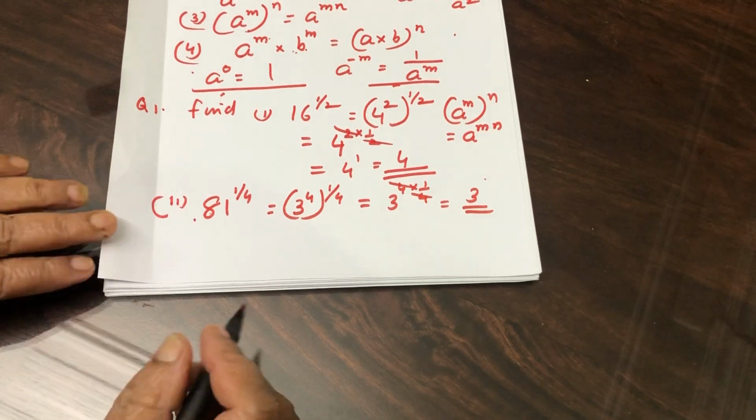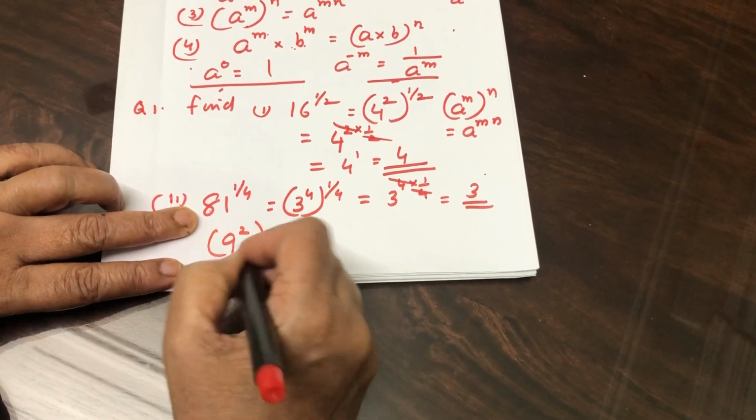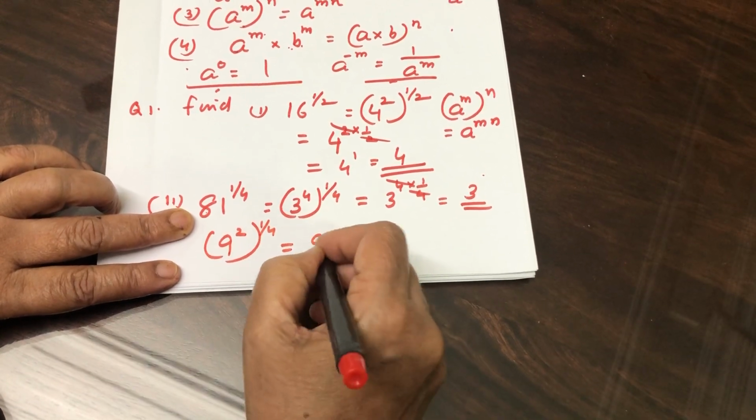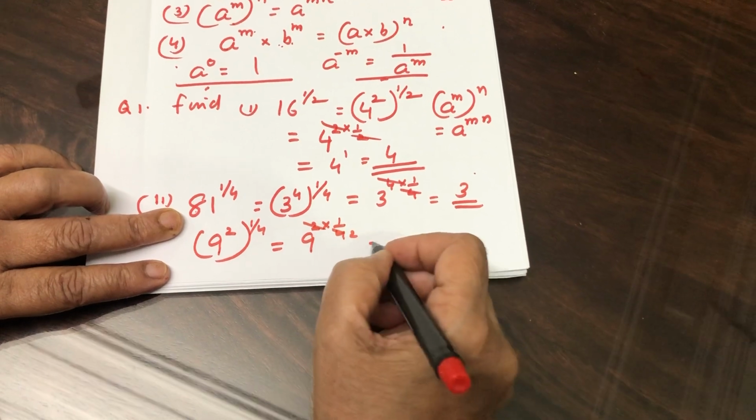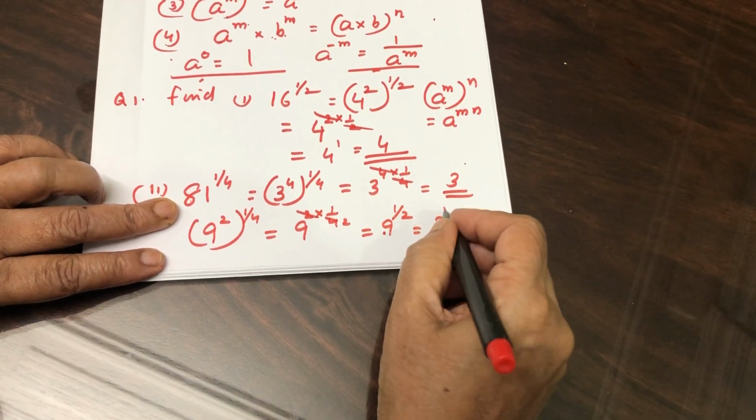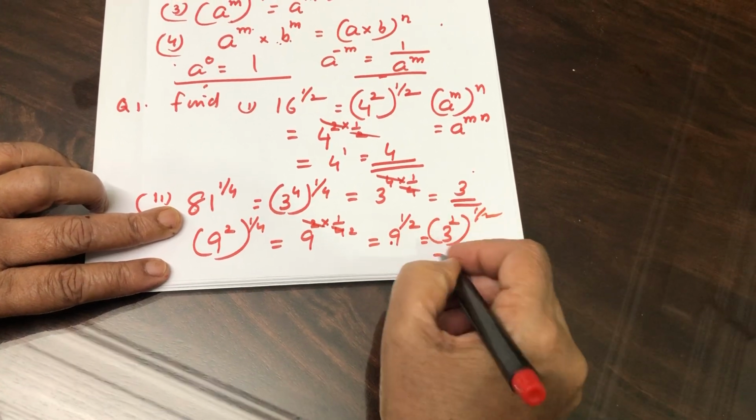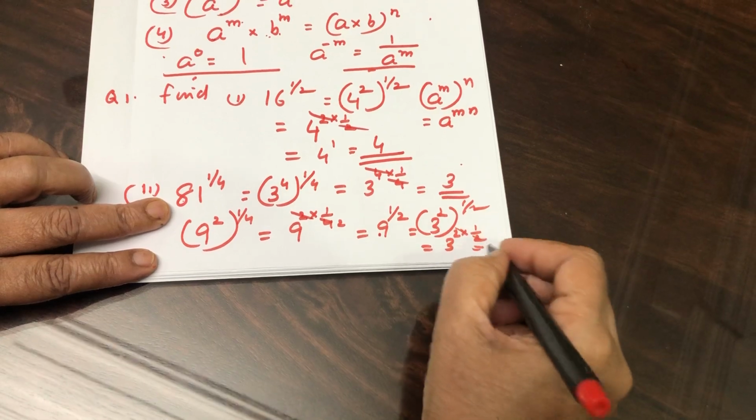Answer is 3. Suppose you are taking 9 squared here. This is raised to 1 by 4. Then it will become 9 raised to 2 into 1 by 4. This is again 9 raised to 1 by 2. Again this 9 will become 3 squared, the whole raised to 1 by 2. That is 3 raised to 2 into 1 by 2. It will come to 3.